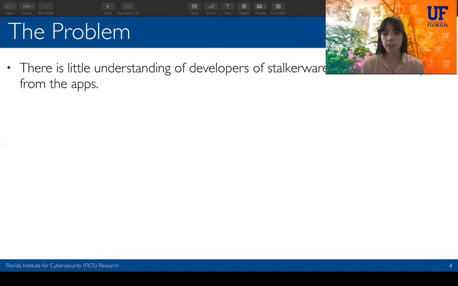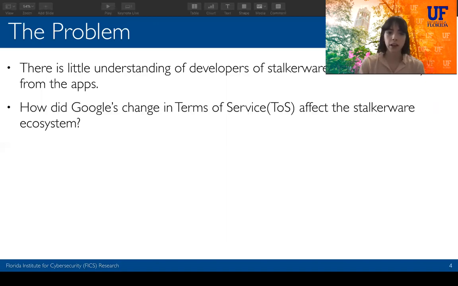So while we obviously know that stalkerware developers are making money in this field, because why else would they be making these apps in the first place, we have very little understanding of how these developers are actually monetizing the apps. Furthermore, companies like Google and Apple have noticed that stalkerware is a problem, and as such are taking steps to stop stalkerware on their platforms and on their mobile devices. Google, in fact, changed their terms of service to effectively disallow stalkerware from all of their platforms.